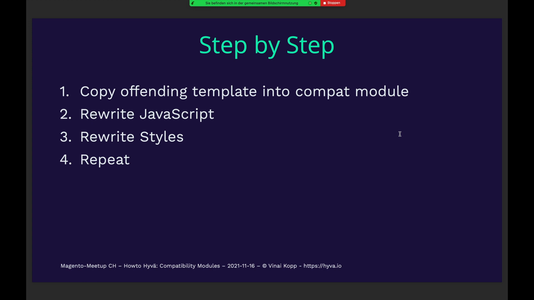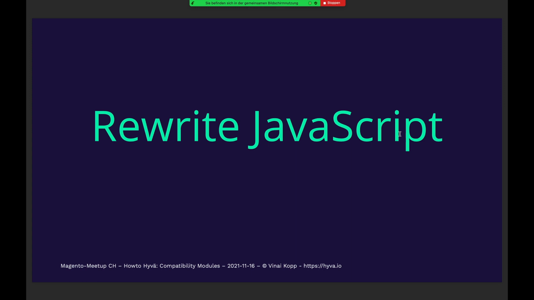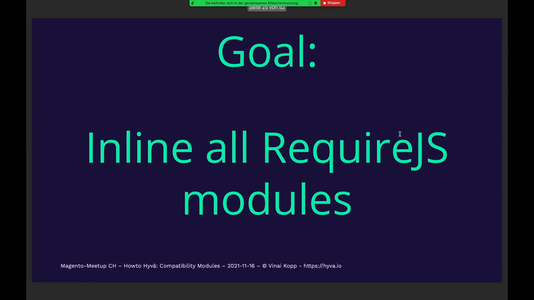So, and that's actually two steps. First, rewriting the JavaScript, and then also rewriting the styles. And then I'll usually try the next template or next page that is somehow affected by the module, right? And I just go through step by step and rewrite all the JavaScript and the styles there. So what does it mean to rewrite the JavaScript? Well, the goal is, in effect, to inline all the require.js modules.